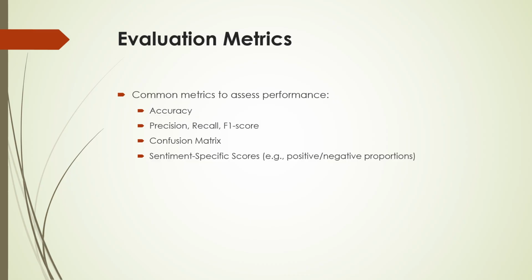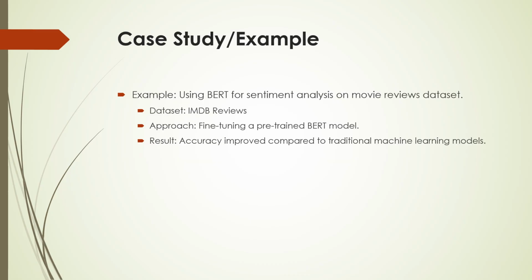And also confusion matrix, a table showing true positives, false positives, true negatives, and false negatives. It helps visualize how many correct and incorrect predictions the model made. And also sentiment specific scores. Sometimes we calculate positive, negative, or neutral proportions to understand overall sentiment in a dataset. And next we have a case study.